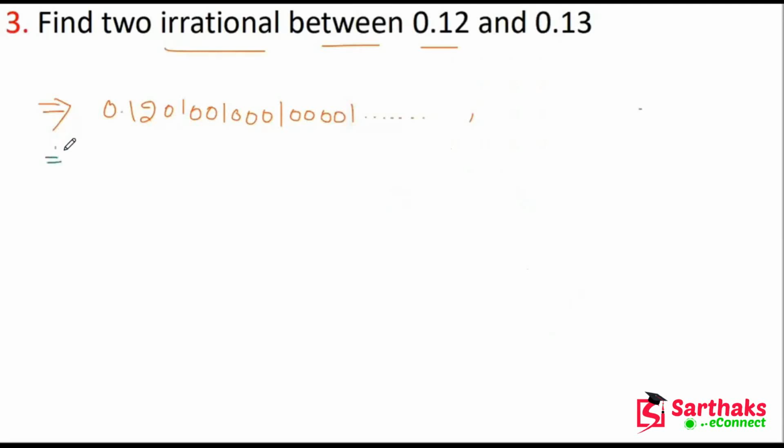Our second number we can write as 0.121, again 001, again 0001, and four times 0 1 and so on. Okay, so the difference is this. I hope you got this point.